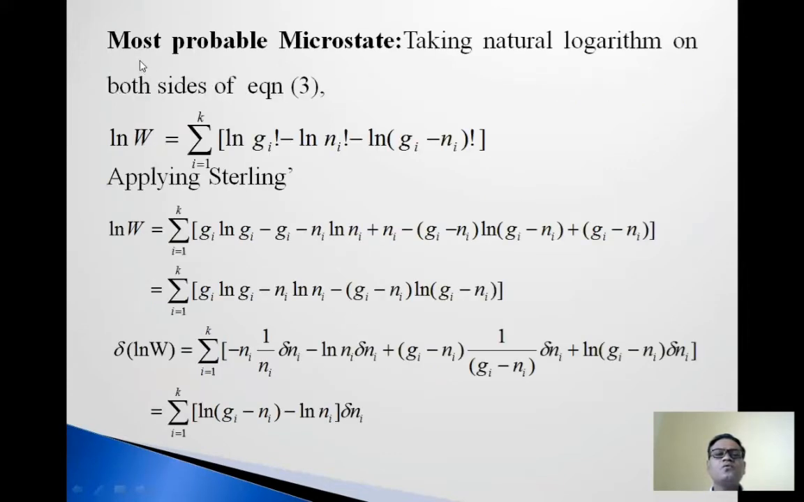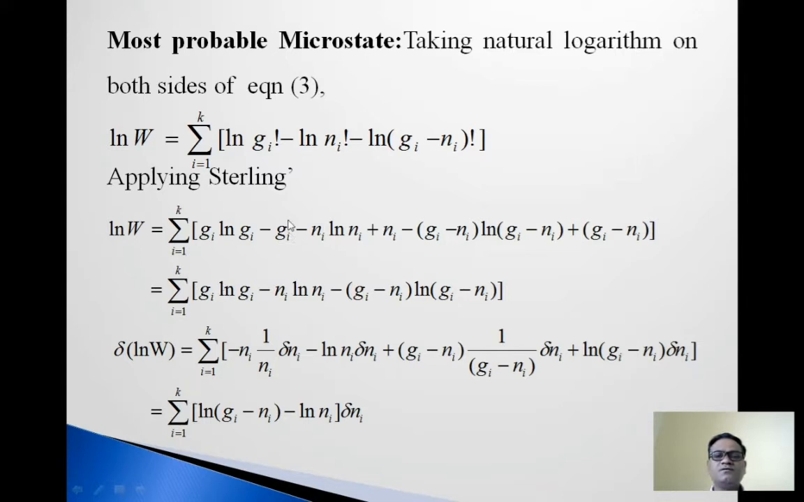So for the most probable macrostate, we have to take the natural logarithm of both sides of equation 3. So log W is equal to, now the product sign is converted into a summation sign, summation i from 1 to k, log of Gi factorial minus log of Ni factorial minus log of Gi minus Ni factorial. Here Gi and Ni are large terms, so applying Stirling approximation to this equation, we can write log W is equal to summation i from 1 to k, Gi log Gi minus Gi, minus Ni log Ni plus Ni, minus Gi minus Ni log of Gi minus Ni plus Gi minus Ni.